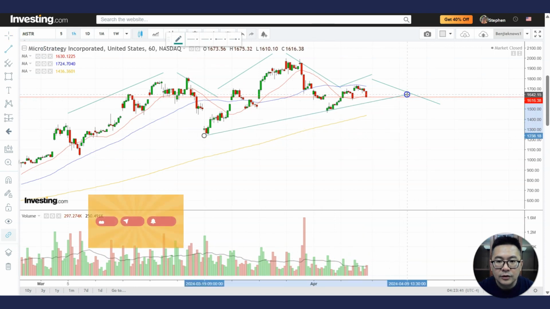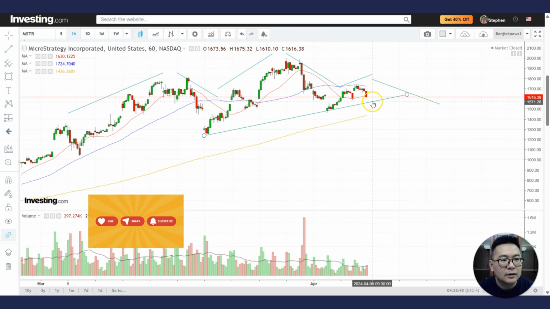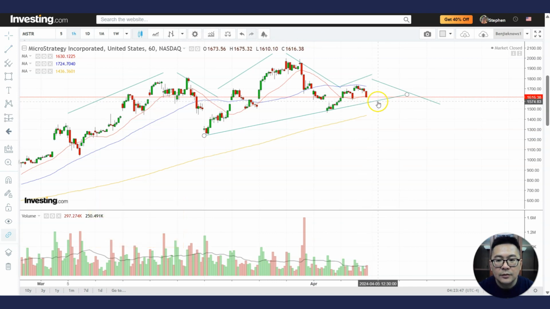Maybe you can draw a trend line here and see if MSTR is trading above this uptrend line at this moment. If it's able to stay above this uptrend line, then yes, maybe it can go back up. But if it drops below this uptrend line and below the 200 MA, you have to be very, very careful about it.